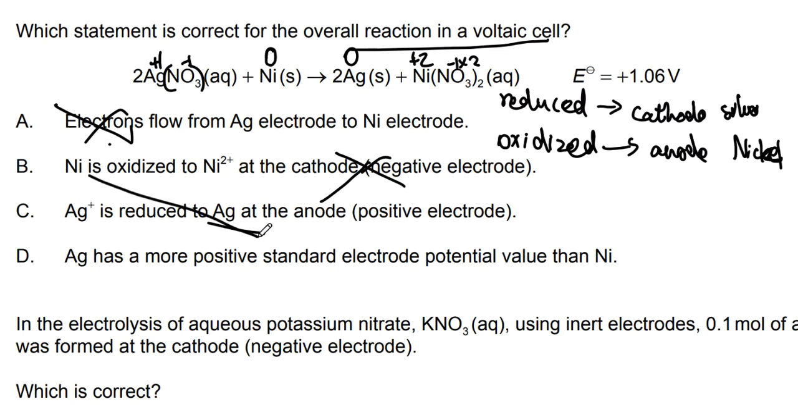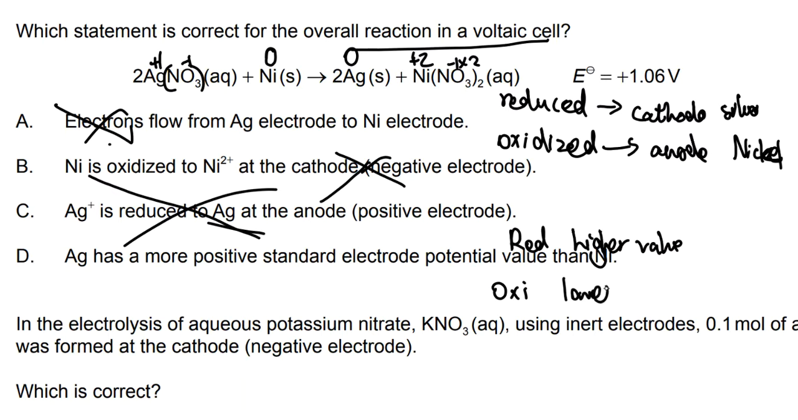That's not true, because at the anode you have oxidation. Ag has more positive standard electrode potential value than nickel. So the standard electrode potential value is used to determine which species will be oxidized and which will be reduced. We know that the species that's reduced will have the higher value, and the species that's oxidized will have the lower value or even negative value.